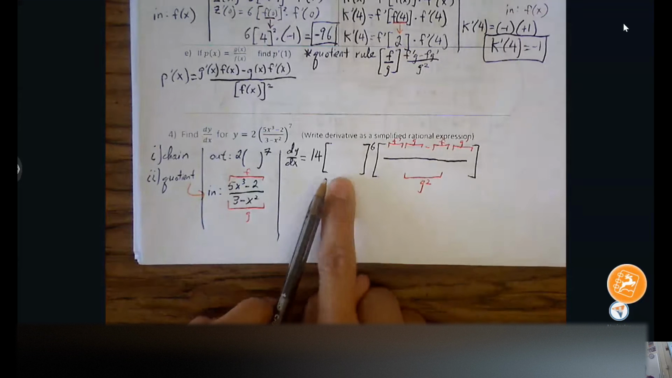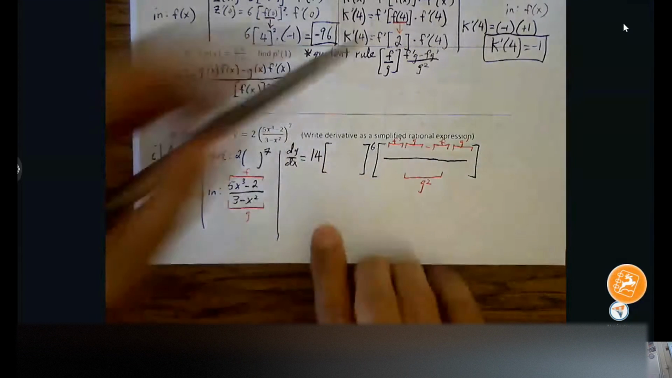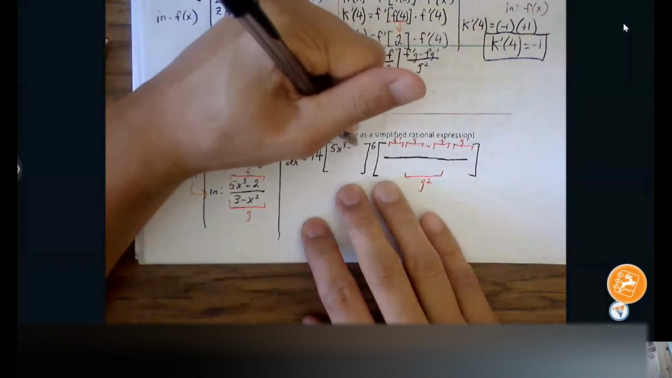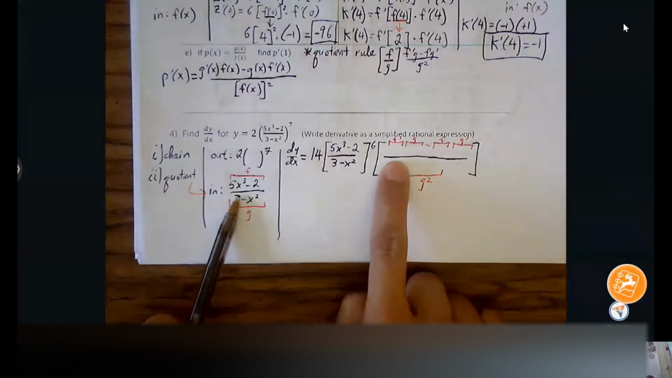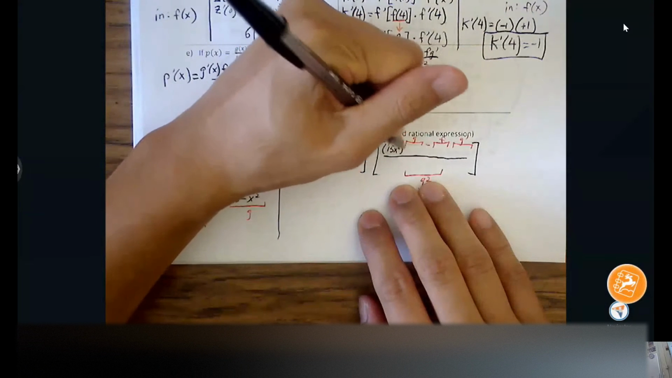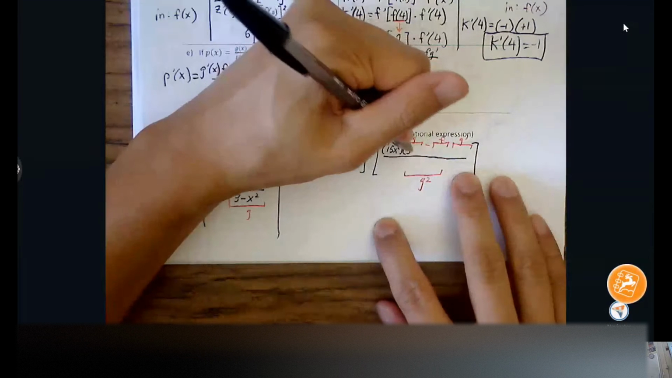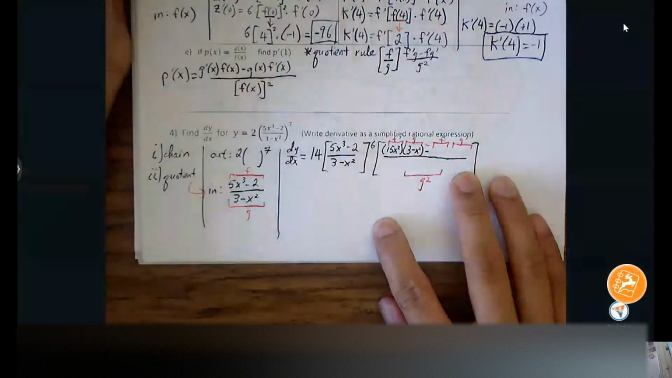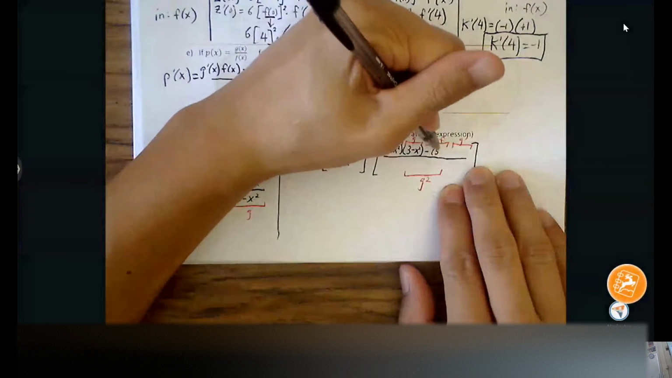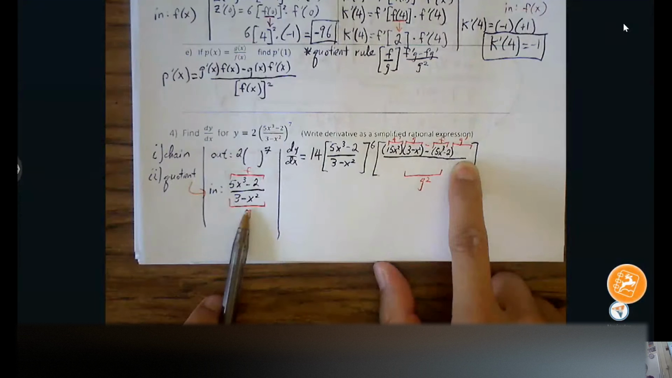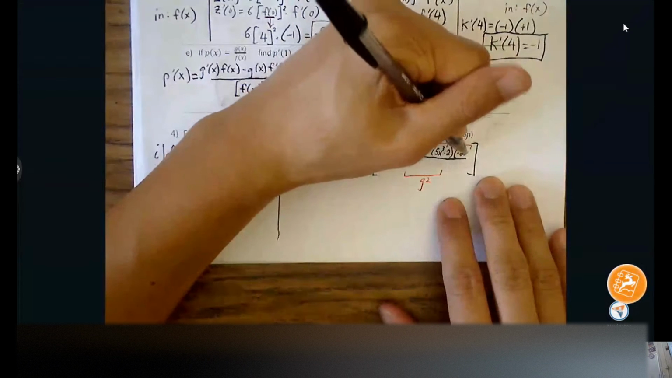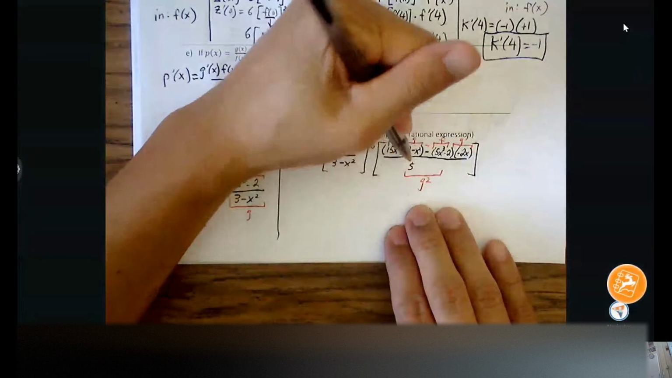Okay. The original, for the first set of space, is going to be the original inside. Now we move into quotient rule. What's F prime going to be? 15x squared. G function, no changes. Back to F. And then G prime, what's G prime? -2x. All over denominator squared. Oops, sorry, 3.